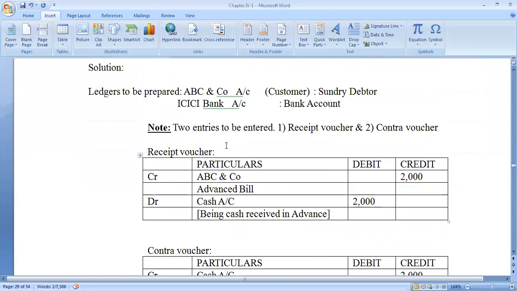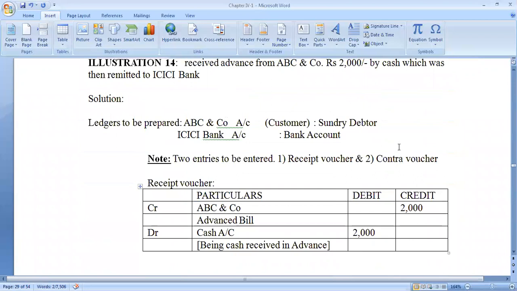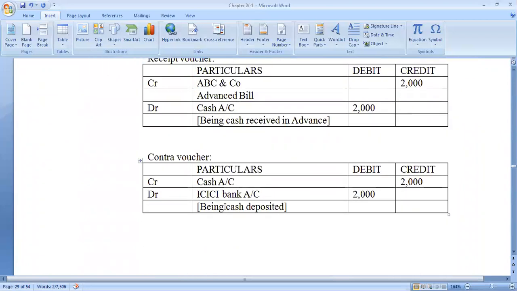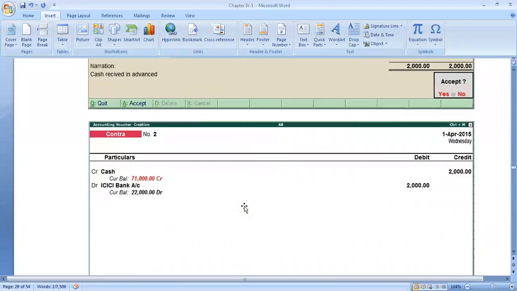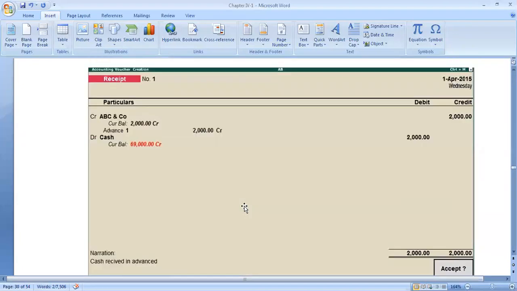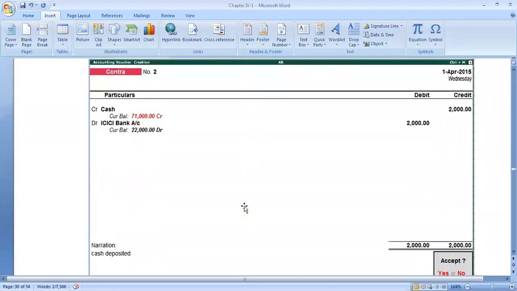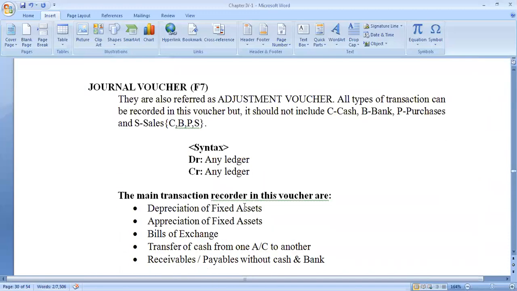Contra voucher. See, here you can also do a transaction with the contra: cash account debit to ICICI Bank. Both the transactions will be recorded. See, the receipt entry is also passed and the contra is also passed, because there is a bank to bank and a cash to bank transaction there.